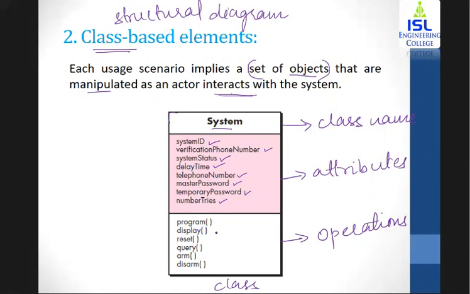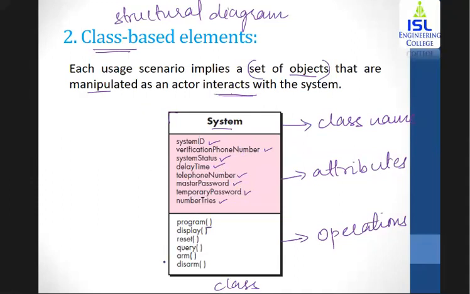Then you've got the operations, that are the different tasks that are going to be performed. Now within these operations, every time you list an operation, you're going to give brackets. That is, the system is used to program, display, reset, query, arm, disarm. Now this is the entire system, the different attributes and operations that are performed by this particular system.